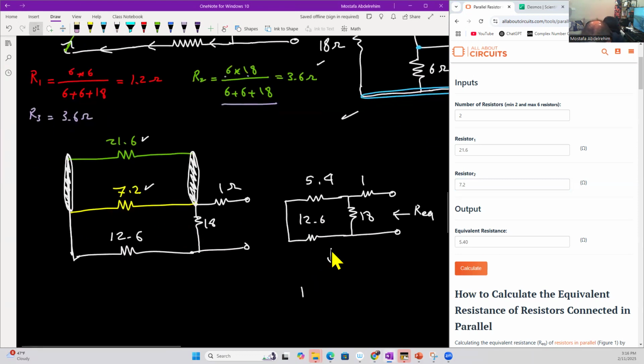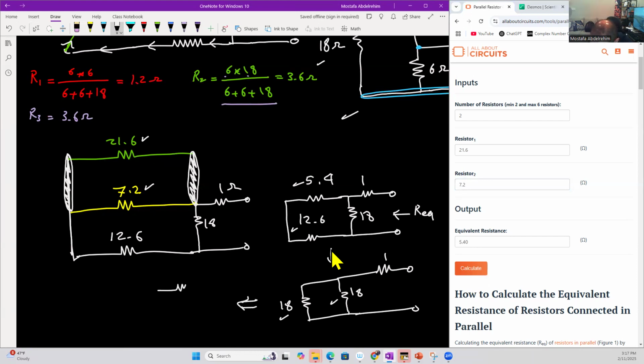So that's basically the 5.4 and 12.6. It's one resistance now, 18. And here is 18. And this is 1 ohm. Now, the 18 and the 18 are in parallel. Okay, and they are equal. So the equivalent resistance will be divided by 2. So that's basically going to be like that. The 1 ohm, and you have here 9 ohm. So our equivalent becomes so easy now. It's 1 ohm plus 9 ohm, which is 10 ohm.